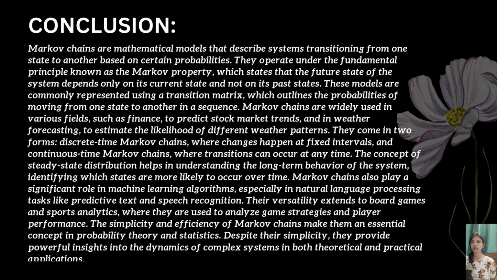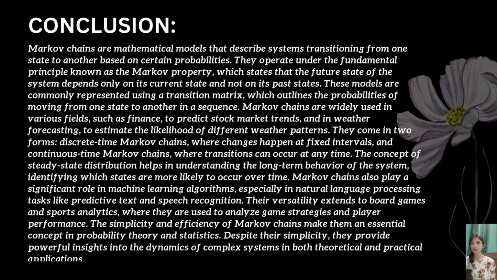Conclusion. Markov chains are mathematical models that describe systems transitioning from one state to another based on certain probabilities. They operate under the fundamental principle known as the Markov property, which states that the future state of the system depends only on its current state and not on its past states. These models are commonly represented using a transition matrix, which quantifies the probability of moving from one state to another in a sequence. Markov chains are widely used in various fields such as finance to predict stock market trends and in weather forecasting to estimate the likelihood of different weather patterns.